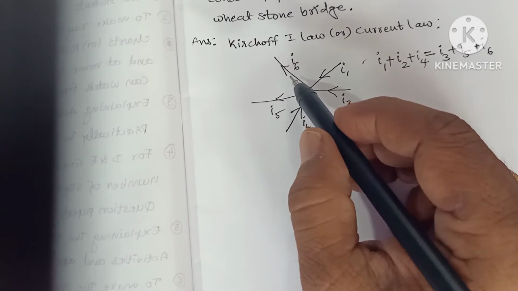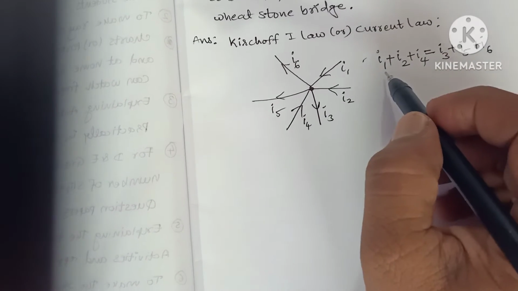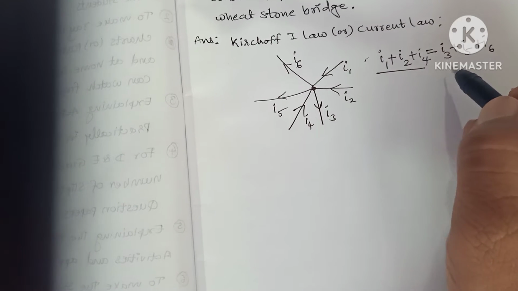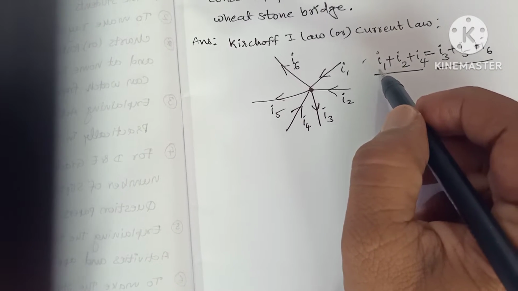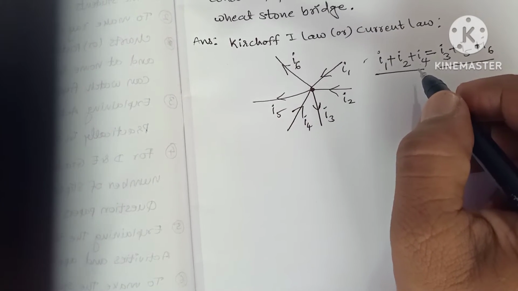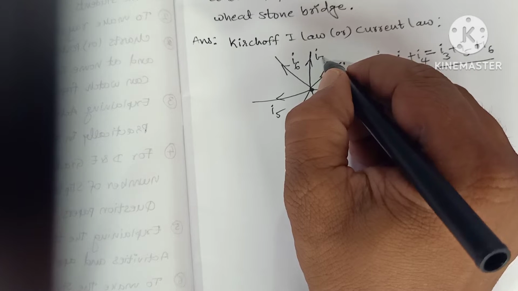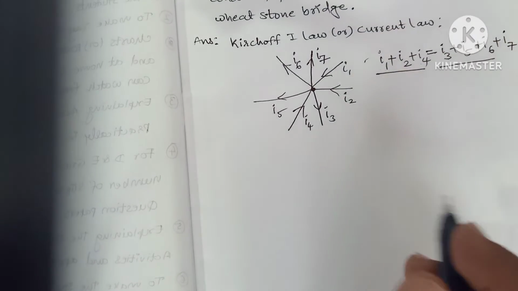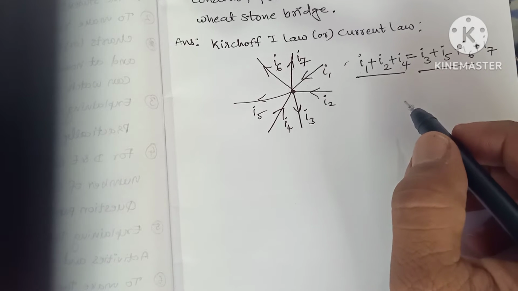So what this Kirchhoff first law or current law says is the algebraic sum of currents flowing towards the junction is always equal to the algebraic sum of currents flowing away from the junction. Whatever the number of currents may be, their algebraic sum must be equal. Suppose if you take one more current, say I7, which is flowing away from the junction, we will write plus I7. So these are all equal. This is what Kirchhoff first law says.